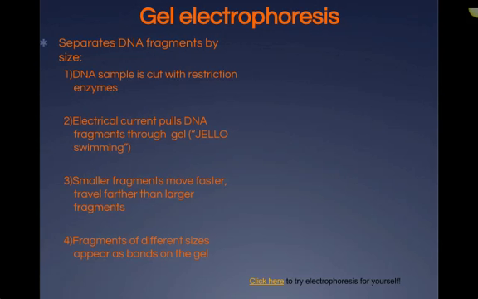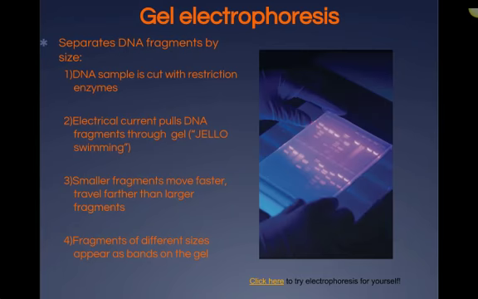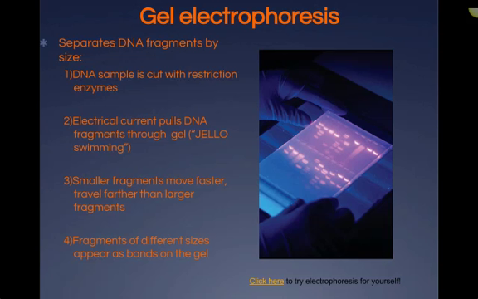Now, why do we want to cut these little pieces of DNA up in the first place? And that is because we can separate DNA sizes by a process called gel electrophoresis. It is a really cool lab, and if you stick around for AP Bio, we actually do this lab, so it's pretty fun. Gel electrophoresis is a process that you will need to be familiar with.